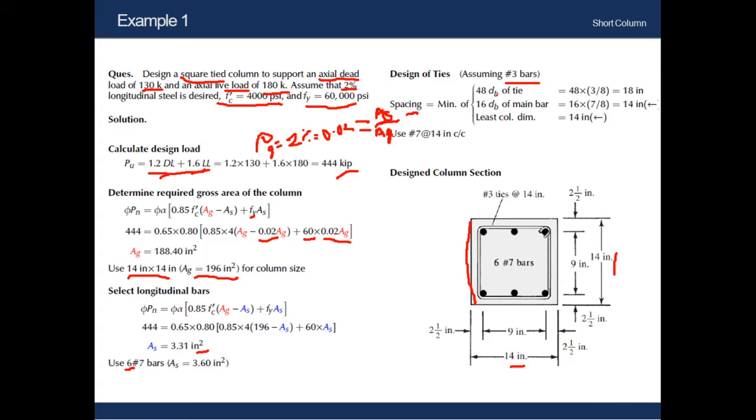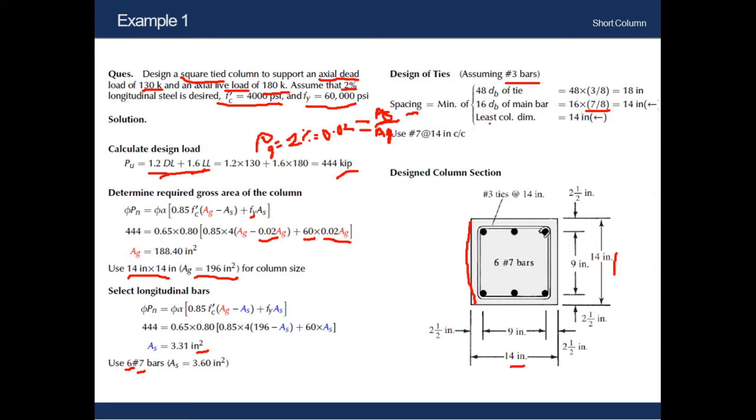Here the dB indicates the diameter of lateral reinforcement. As we are using number 3 bar as lateral reinforcement, the diameter of the 3 bar will be 3 by 8. 48 times 3 by 8 is equal to 18 inch. 16 dB: here the dB indicates the diameter of longitudinal bar. We are using number 7 bar, so the diameter of the longitudinal bar will be 7 by 8. So 16 dB means 16 into 7 by 8.